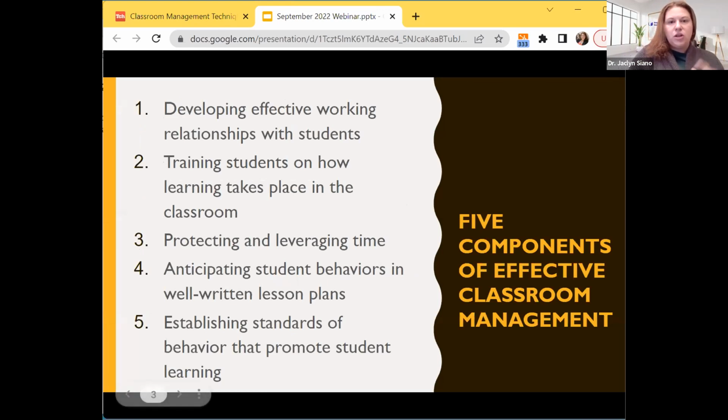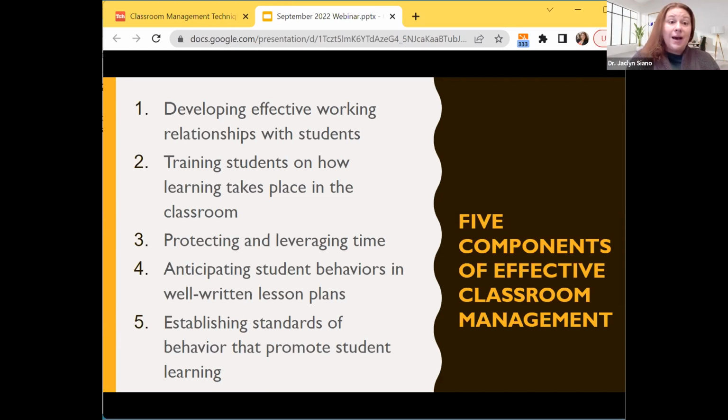At Inspired Instruction, we look at this based on 5 components of effective classroom management, and all of this is research-based. Take a second and read through these, and then I'll talk about each very briefly. When we say that teacher uses effective classroom management skills, there are 5 components, the overarching umbrella topics. First, they have effective working relationships with their students. Secondly, they have trained their students in some way to follow processes, procedures, and routines on how learning should and will take place in that particular classroom.